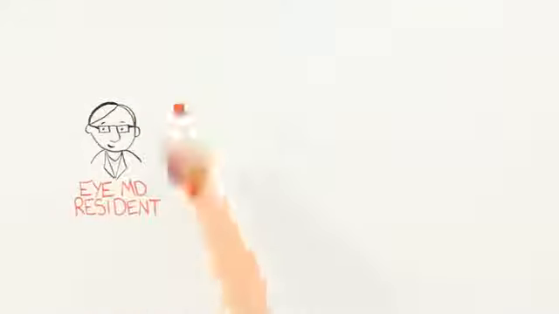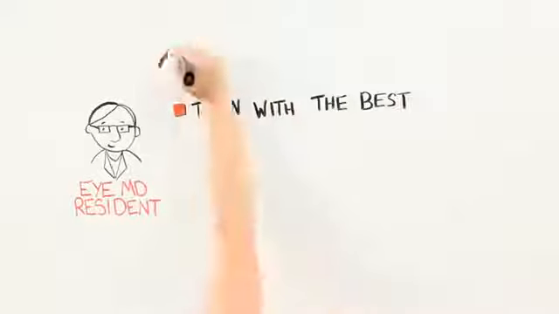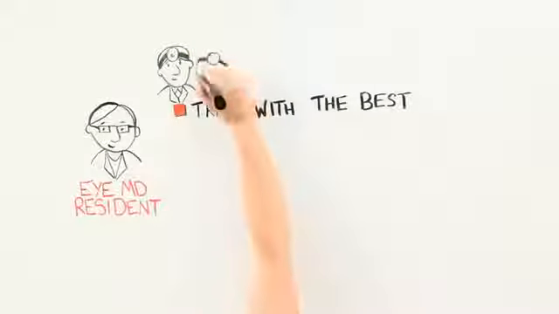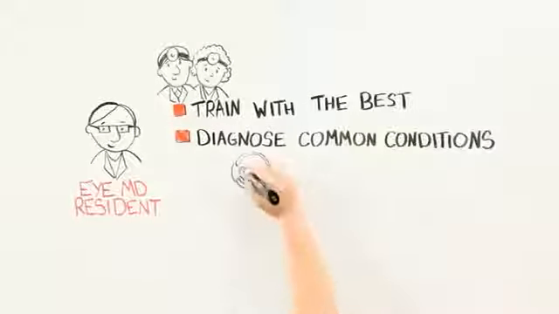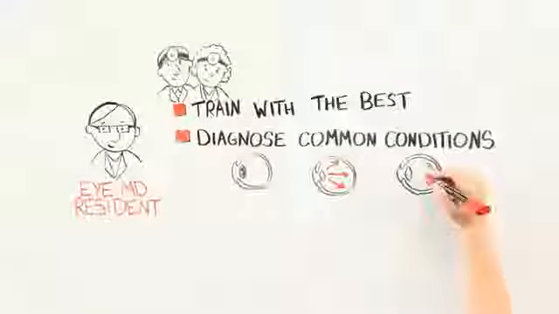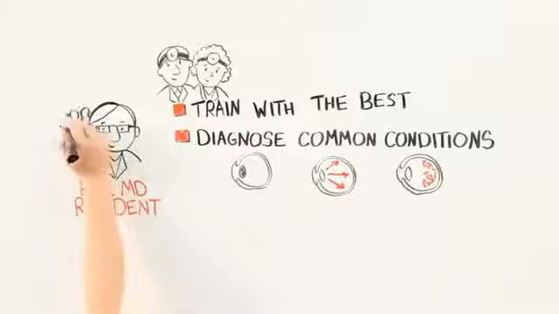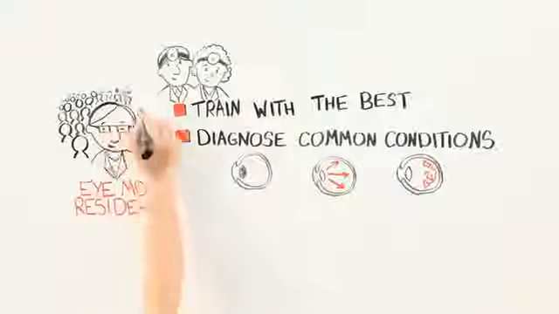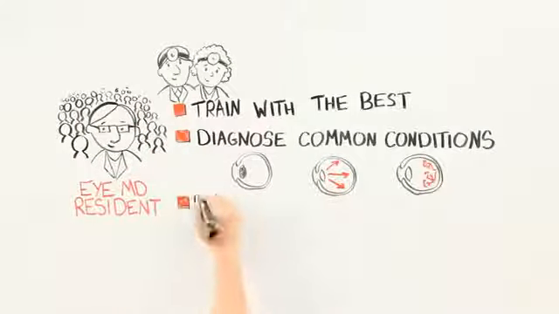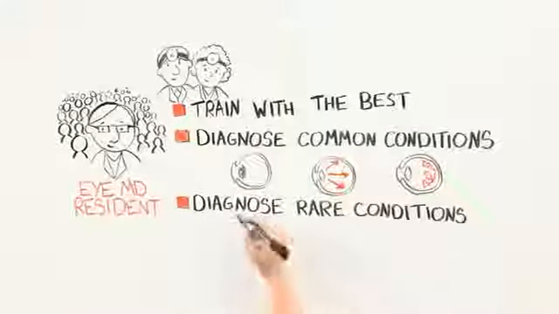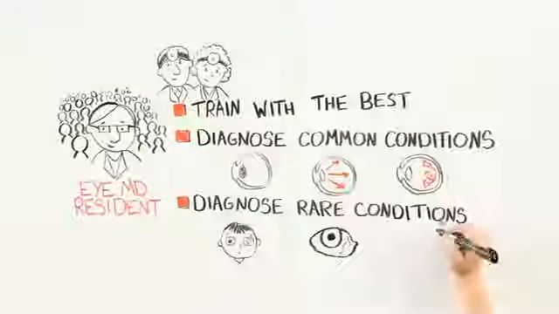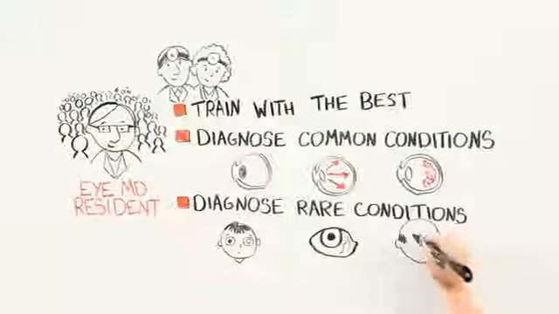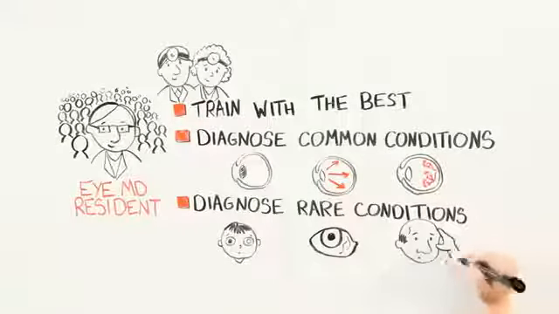While in your residency to become an IMD, you are an apprentice of sorts. You train with some of the best ophthalmologists in the country and learn how to diagnose common eye conditions like cataract, glaucoma, and macular degeneration. But because you are exposed to over 5,000 patients per year, you also learn how to diagnose and treat very rare conditions like childhood eye cancers, parasitic infections, and conditions like temporal arteritis, which if missed, can lead to death.